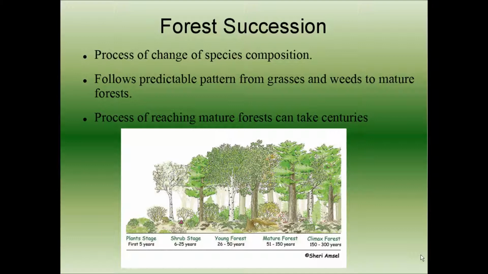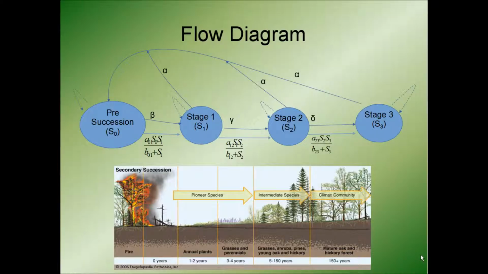So if you look at the picture below, you can see that there are several different stages. Each of these stages represents different species compositions, so you're changing species compositions as you progress through the years, following a predictable pattern from plants to a mature forest. You'll notice also that they have given the timescale for reaching this final stage as about 150 to 300 years, in other words, several centuries. So now that we have figured out a little bit about forest succession, we can begin talking about the model.